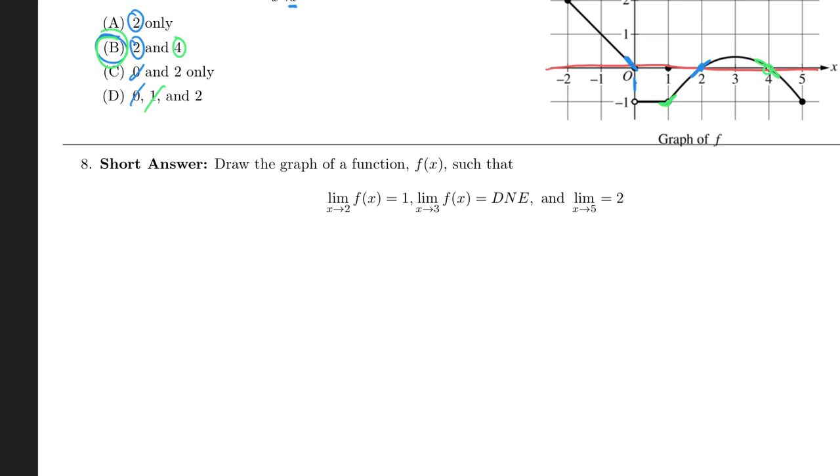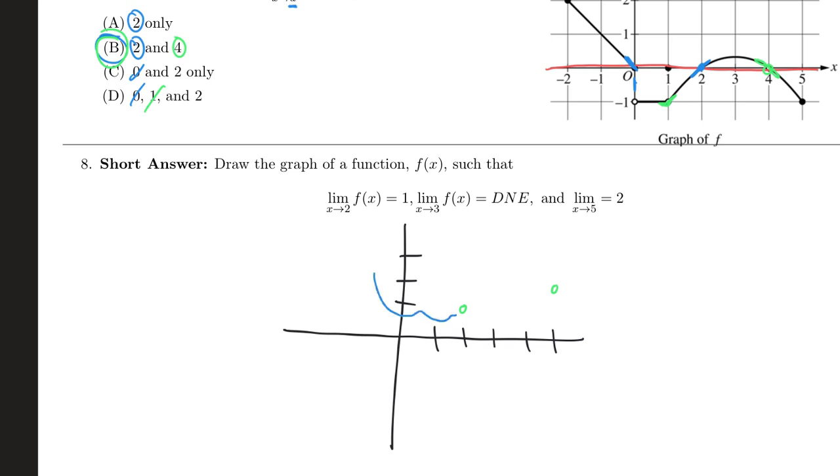All right, 8, we're kind of just making these limits. All right, so we need the limit as x approaches 2 to be 1. So as 2, 1 is about there. 3 not to exist, and 5 to be 2. So 5, 2 is about there. All right, so ways we can make limits exist. We can just kind of have just like a hole there. All right, so that's fine. That'll make the limit as x approaches 2 equal to 1.